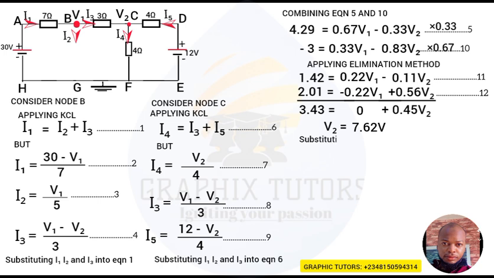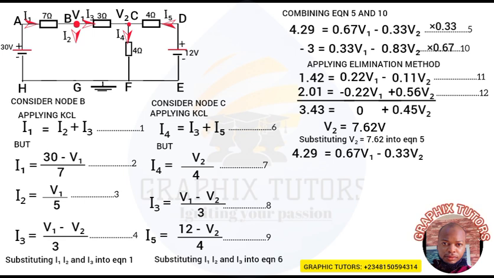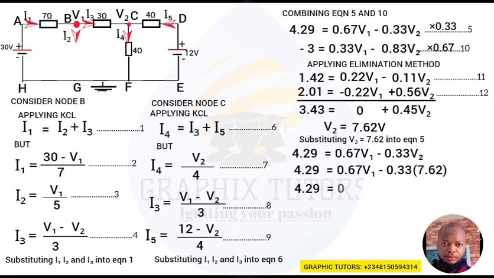Now I'm going to substitute V2 equals 7.62 volts into equation 5. So my equation 5 is telling me 4.29 equals 0.67 V1 minus 0.33 V2. So when I input my value, I'll be having 4.29 equals 0.67 V1 minus 0.33. Instead of writing V2, I'll now put the value of V2, which is 7.62. So my 4.29 will now equal 0.67 V1 minus 0.33 times 7.62, which gives you 2.52.